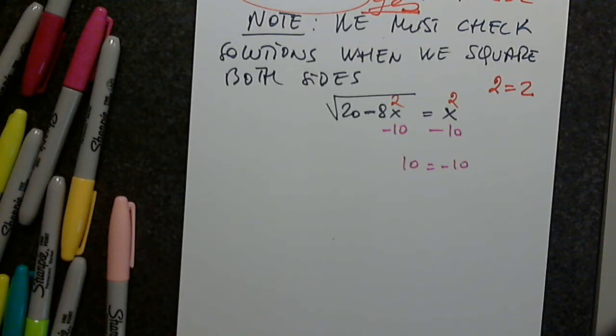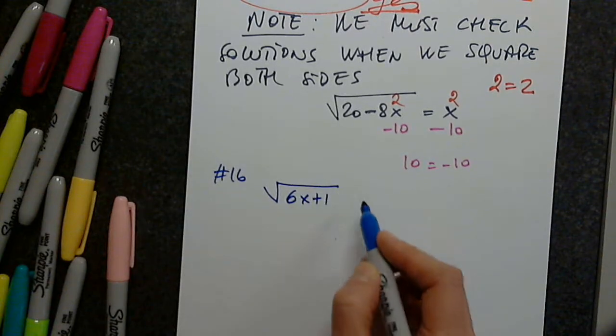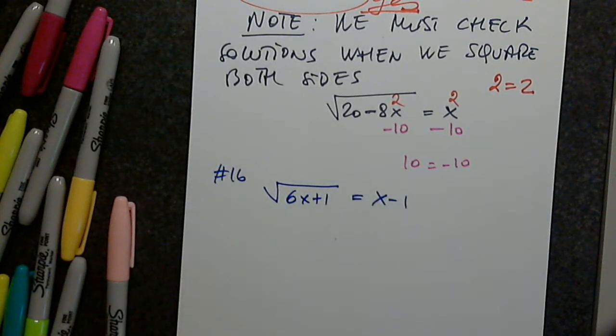One more. Let's say 16. The square root of 6x plus 1 equals x minus 1. Okay, question. Now we know linear, quadratic, polynomial, rational, and radical. What type of equation is this? How do I proceed? Square both sides. Very good, awesome.